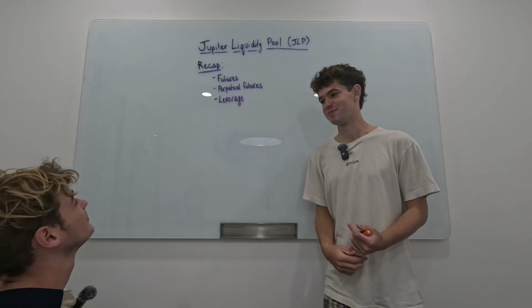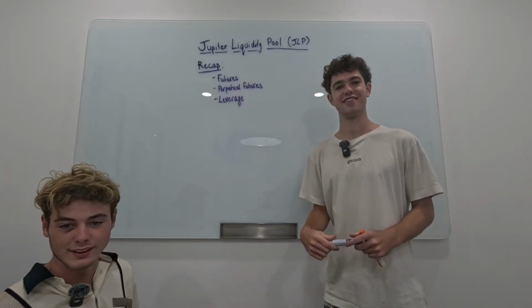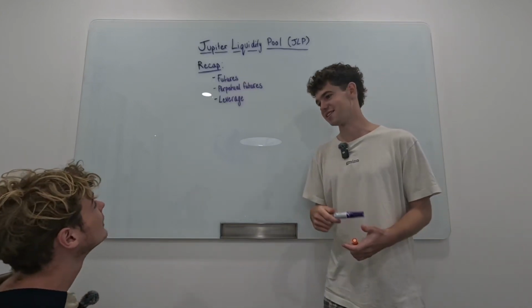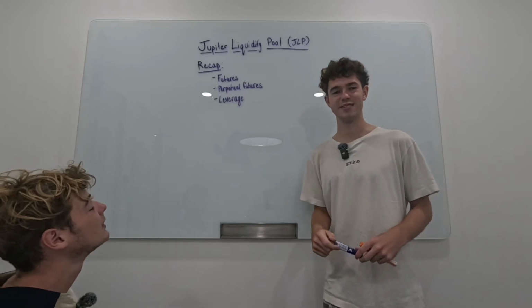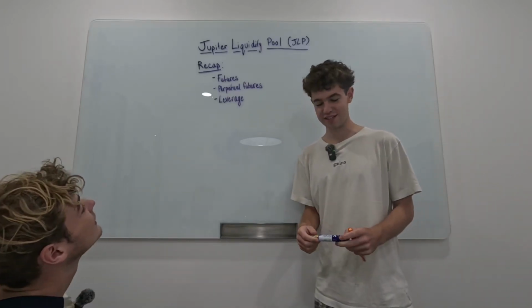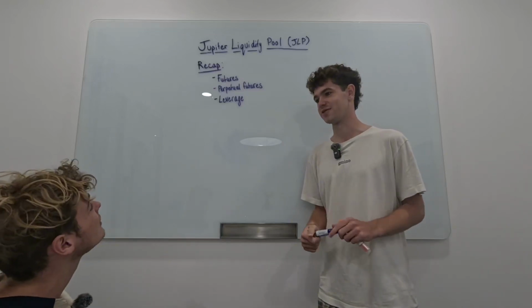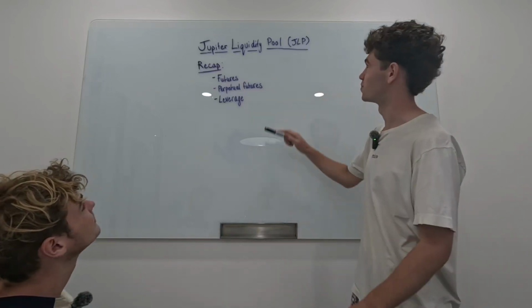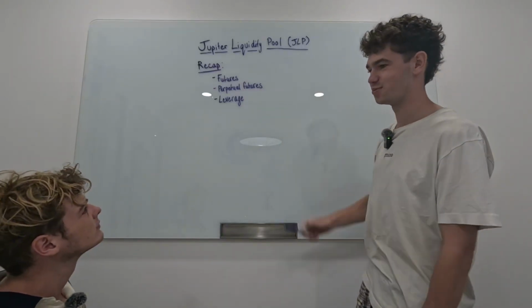Okay, Pete, so part 2 in the 2-part series. Last time we looked at liquidity, liquidity pools, and liquidity providing. And today we're taking it a step further and looking at 2 sort of novel applications of liquidity pools. Got it. And the first one is called the JLP, the Jupiter Liquidity Pool.